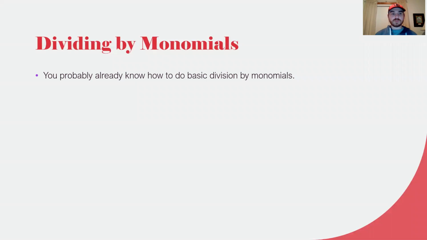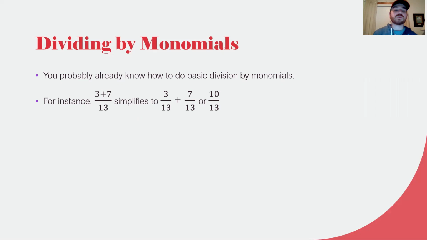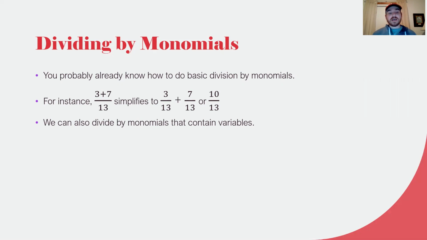But to start, we're going to start with dividing by monomials, which you probably already know how to do. For instance, 3 plus 7 over 13 simplifies to 3 over 13 plus 7 over 13, which is equal to 10 over 13. That's just basic fractions. Hopefully you guys know how to do that. But we can also divide monomials that contain variables.